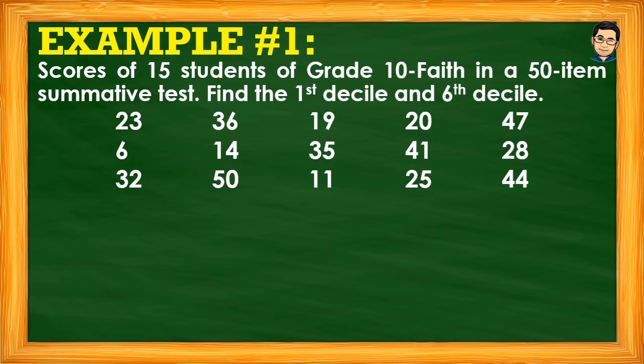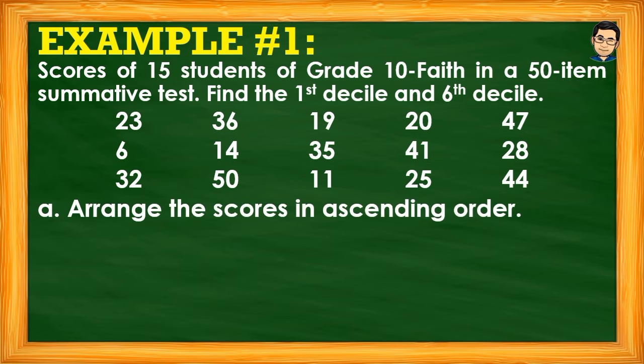Yan po yung scores ng 15 students in a 50-item summative test. So, you still remember, the first step in measures of position, upon group data, we usually arrange the scores in ascending order. Applied pa rin naman po ito, arrange the scores in ascending order kapag group data na. Kailangan kasi nating i-arrange yung mga scores, yung mga data in ascending order para makuha natin yung accurate na value na hinahanap natin. So, i-arrange natin yan in ascending order.